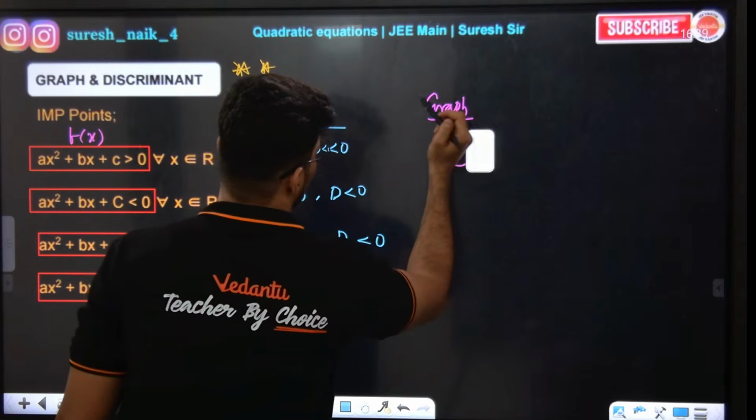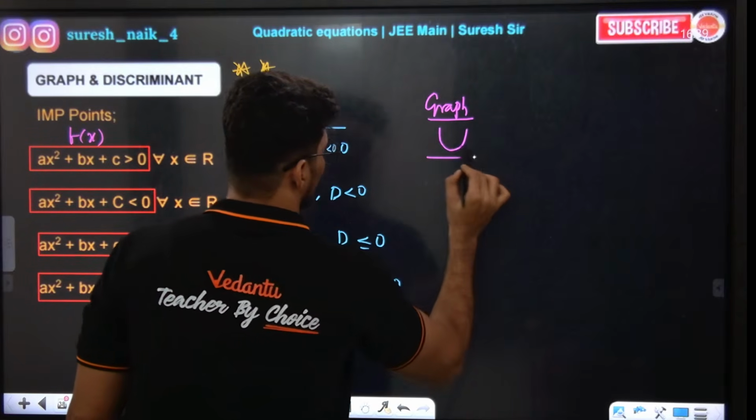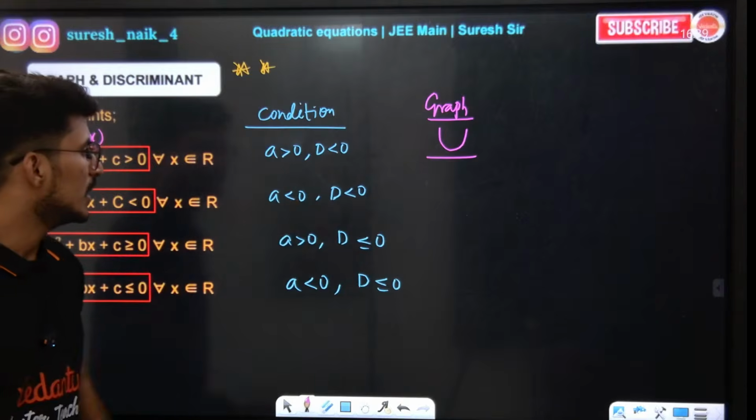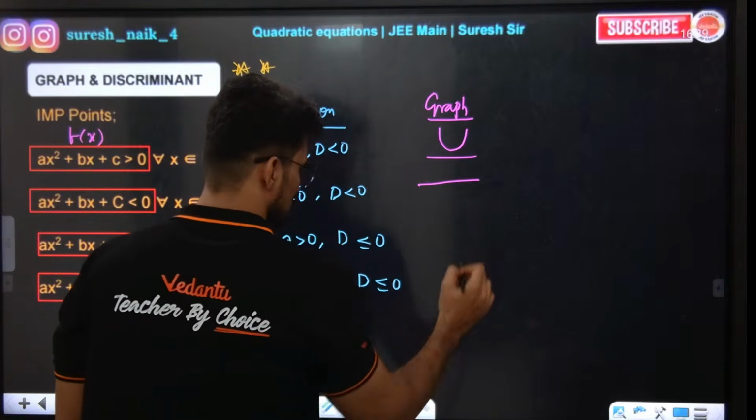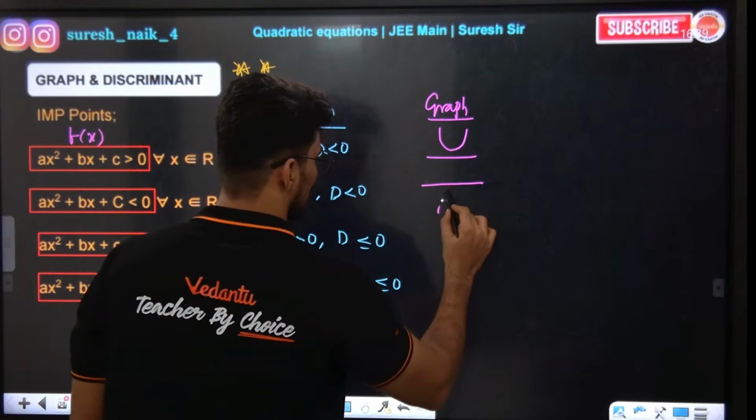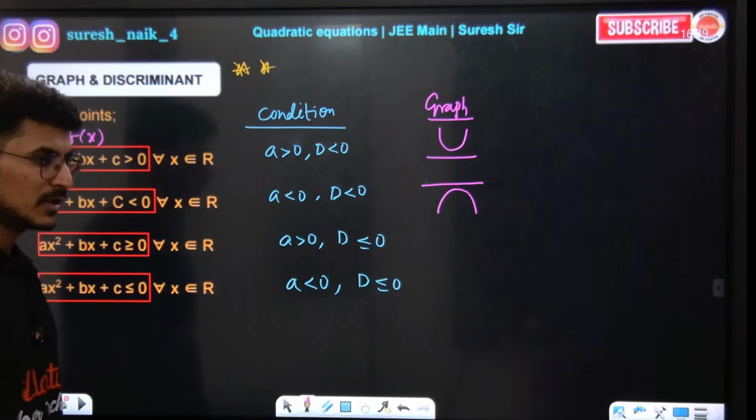Okay, so this is how it will be. This is how it will be in fact. Do you understand what I am saying? This is how it will be. Yes or no? A positive, D less than 0. Now tell me here, A negative, D less than 0 means the graph is like this. Correct or not?